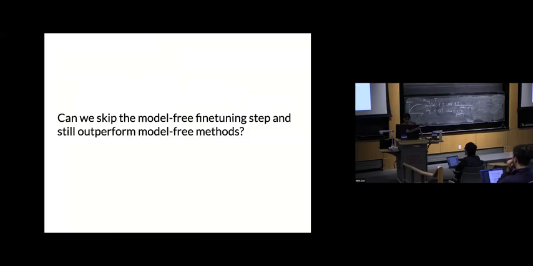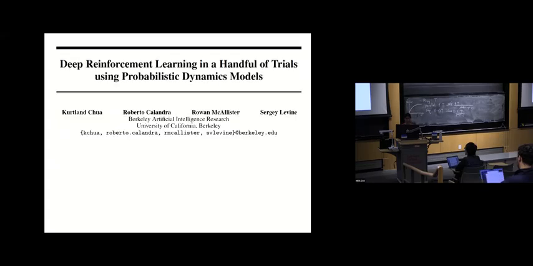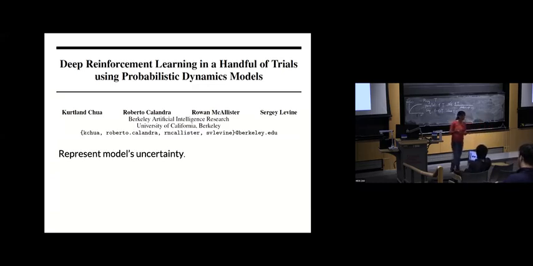Can we skip the model-free fine-tuning and instead still outperform model-free methods? And the answer is yes, by representing the model's uncertainty. This is a very, very obvious paper. I'll let you go because it's 1:10, but we'll spend 10 minutes to describe it on Wednesday, and it is one of your homeworks. I think it's homework 4 for you to implement, to really understand. So hope to please come on Wednesday to finish this and to go into AlphaGo.